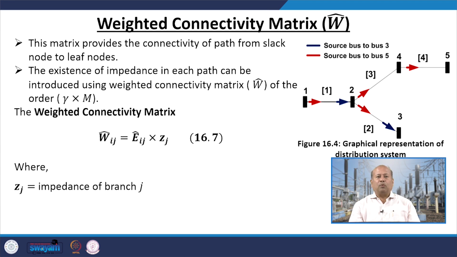Now let us understand what is weighted connectivity matrix W. The matrix provides the connectivity of path from slack node to the leaf node. The existence of impedance in each path can be introduced using weighted connectivity matrix W of the order gamma cross M. The weighted connectivity matrix Wij is given by Eij, which has already been calculated, multiplied by Zj, and Zj is simply the impedance of the branch.